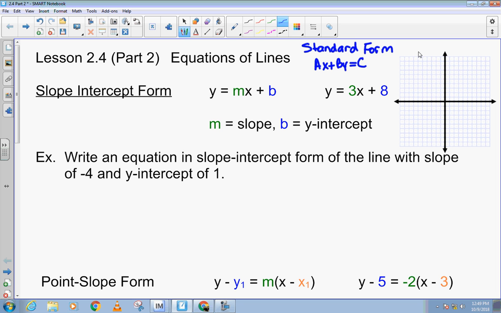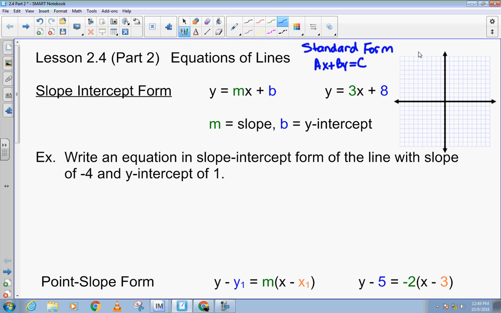Now, one that you're probably more familiar with is the slope-intercept form. And that's y equals mx plus b. The number in front of the x, they call it m. Okay, that's your slope. And then the constant, the one by itself, is the y-intercept. What is a y-intercept? Where it crosses over the y-axis, right?